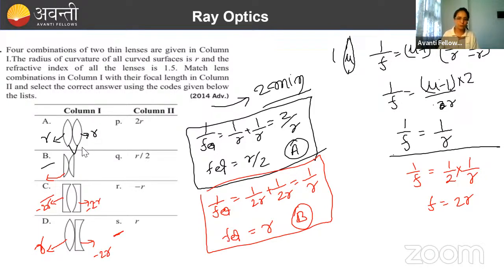Chalo, which options are you getting? For B, some of you said R. Option R won't be true for B, because B is what kind of combination of two concavo-convex lens? So it will have a positive value of this. Done? Is it done? Any doubt here?